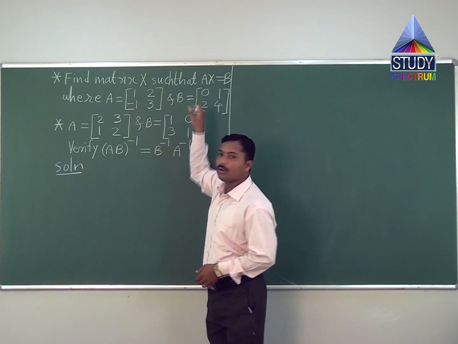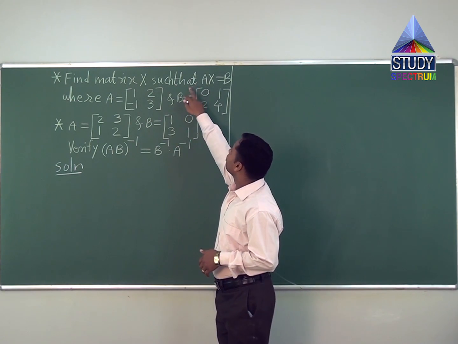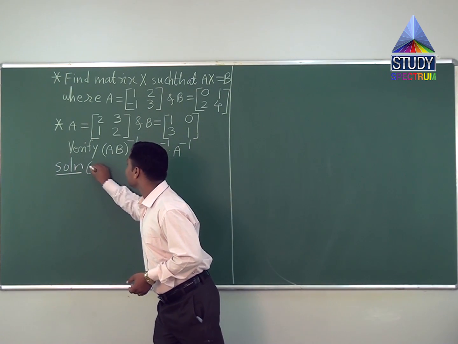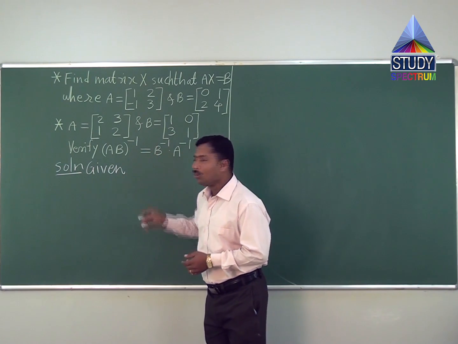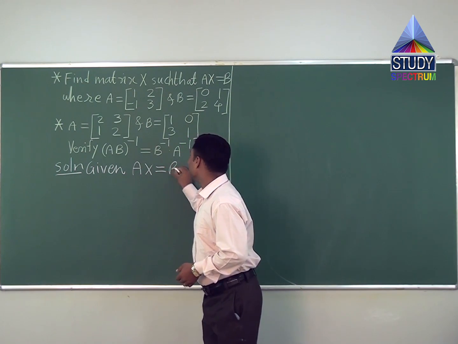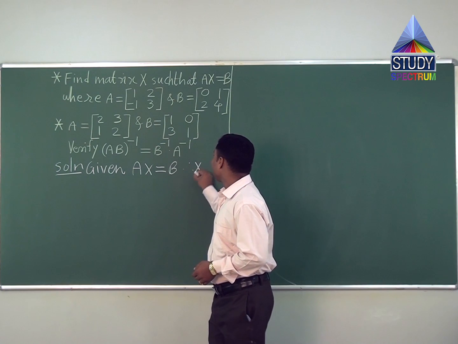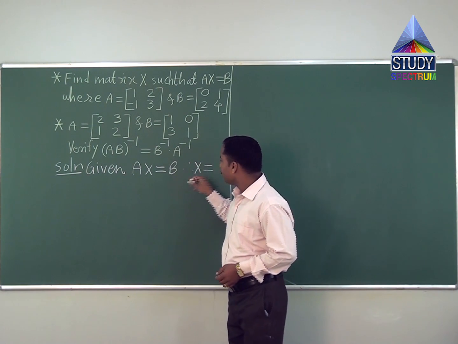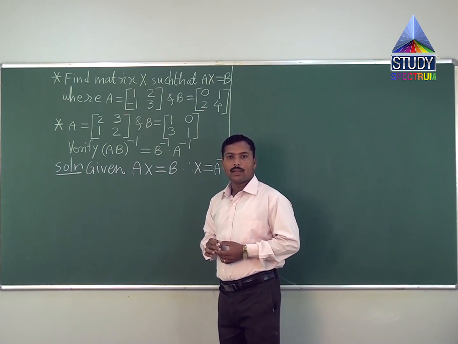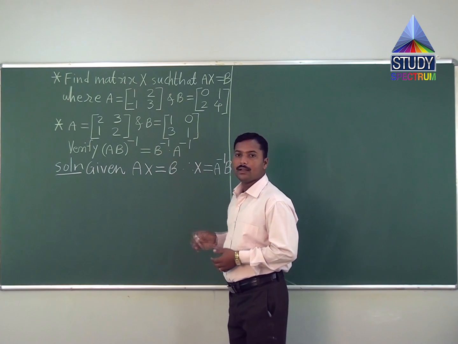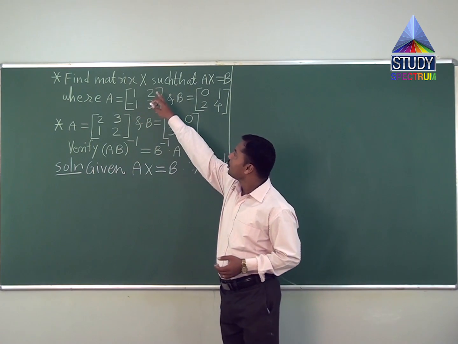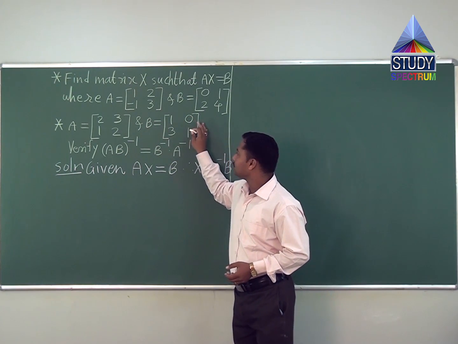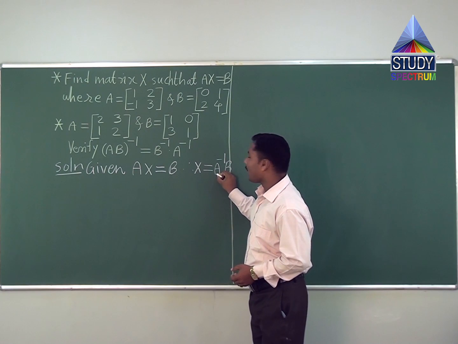So what is the given condition? Find matrix X such that AX equal to B. So the given condition is AX equal to B. Therefore, what is X? A goes to the right hand side and becomes A inverse into this B as it is. So for finding the capital X, we want to find A inverse, because B is in our hand as it is, but we want to find this A inverse.